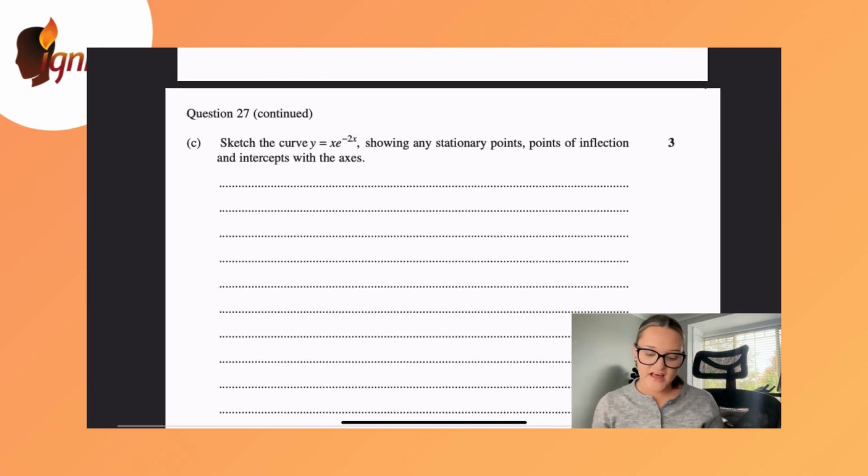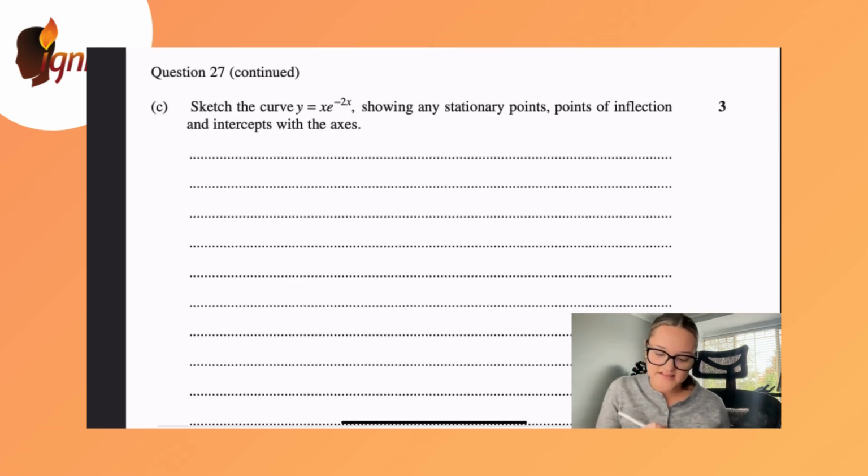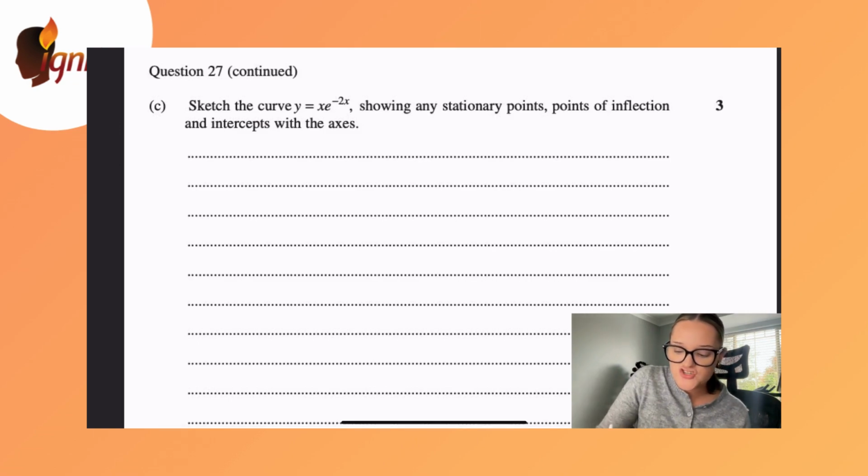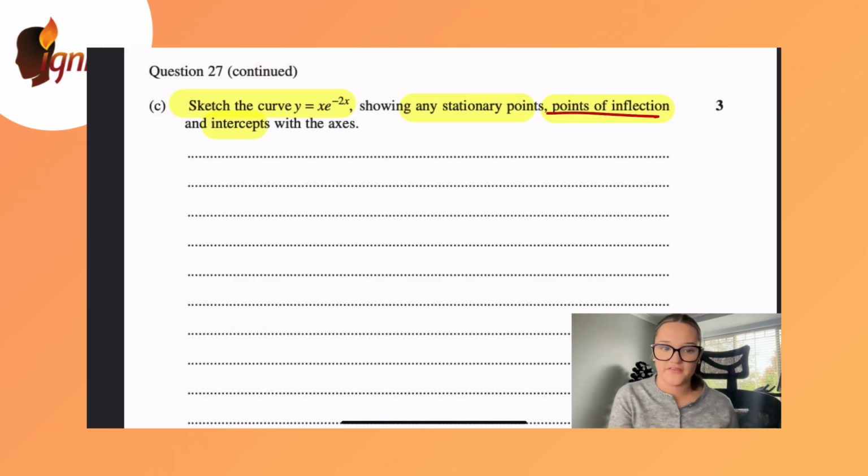For the last part here, we have part C. It says, sketch the curve now, showing any stationary points, points of inflection, and intercepts with the axes. Something this question is saying is points of inflection. We haven't found the points of inflection yet, so that sounds like a good place to start.